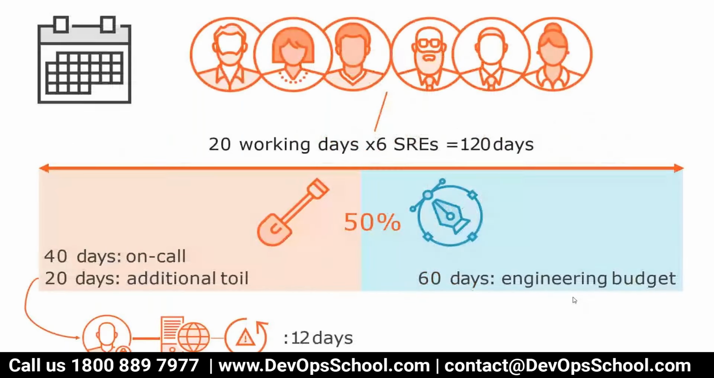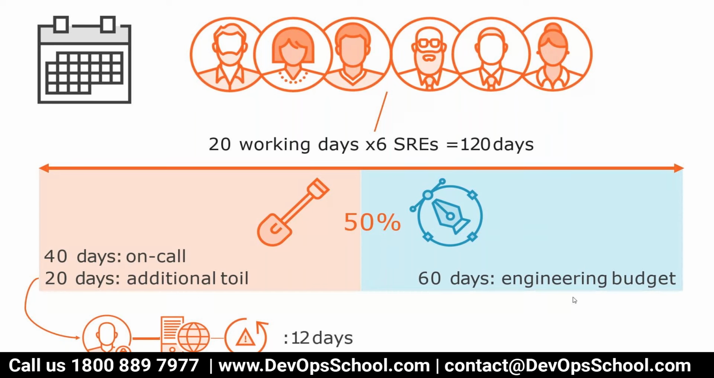If you see here, you have 6 people in your team. I'm having 6 people in my team, and we work 20 working days in a month. So that means how many days do we have? 120 days. Out of 120 days, let's say some of your team members are on call. So let's say you have 40 days on call. And you have to do some new toils all the time. So maybe you spend 20 days on the new toils.